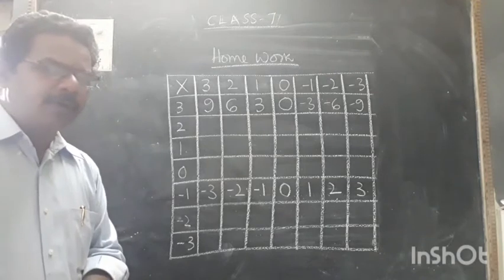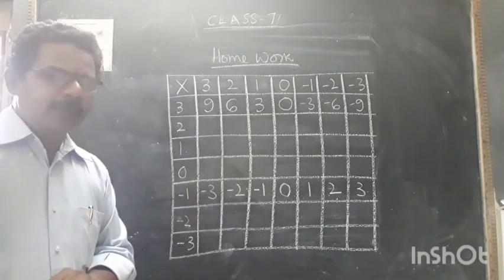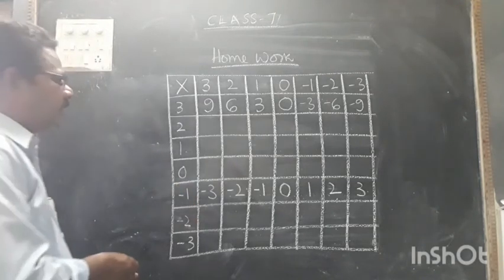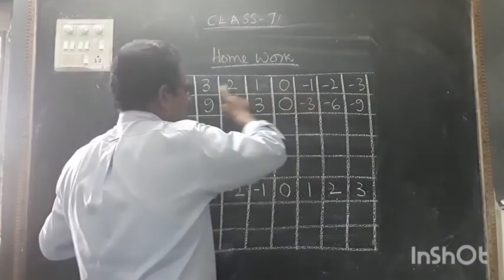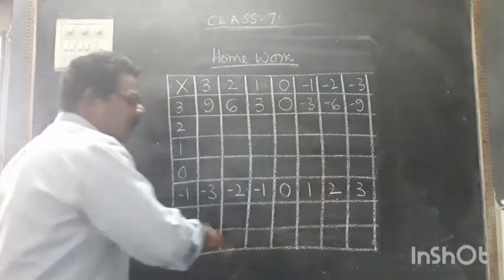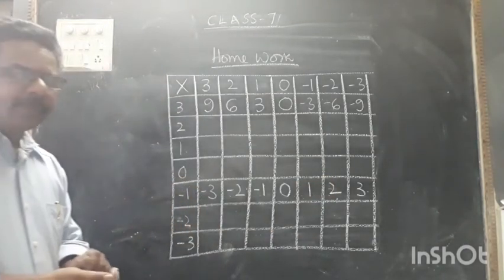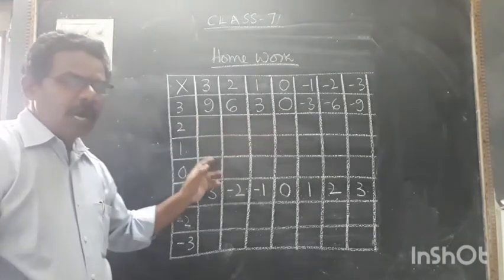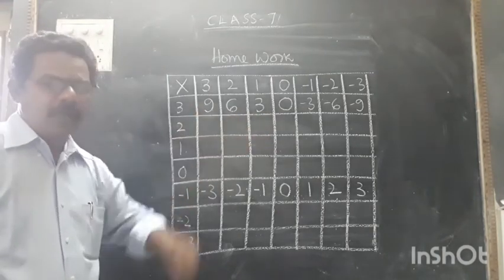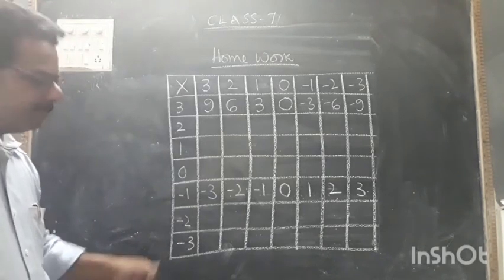Please pause the video and note down the table properly. While noting down, you have to note down this column and this row with numbers. Remaining all you have to keep empty. You have to do your own. For your understanding I have given. You have to check whether these are correct or not. Okay now, please note down.